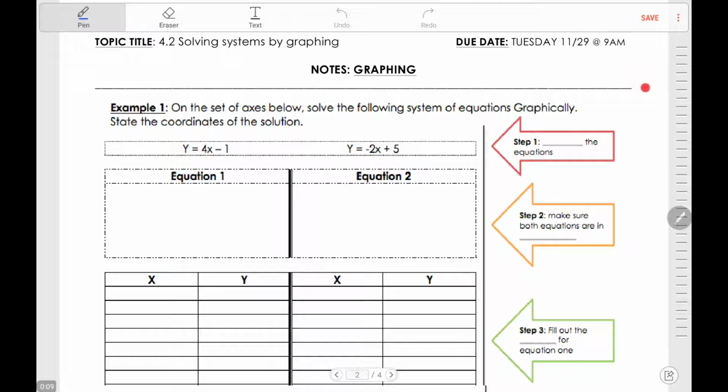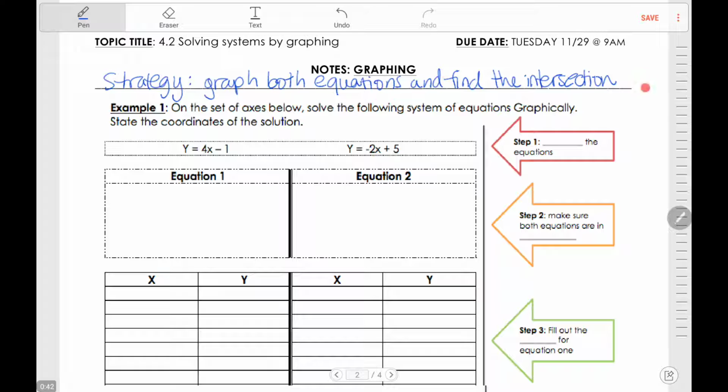So today we're going to talk about how to solve a system of linear equations by graphing. And the strategy there is to graph both equations and find the intersection. Because in class we talked about how the solution to a system is the point where the two lines cross or are equal.